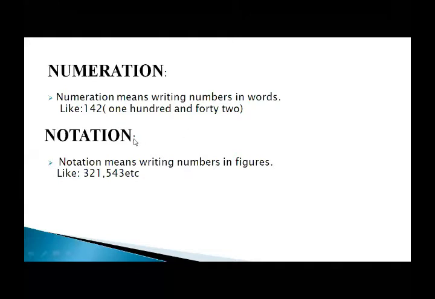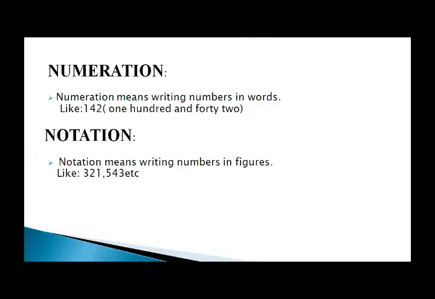142, one hundred forty-two. Notation. What is notation? Notation means writing a number in figures. This is the opposite of numeration. In numeration, we write a number in words, and in notation, we write a number in figures. Here you see like 3, 2, 1, 5, 4, 3. This is written in figure form and this is written in word form. This is the difference between numeration and notation. Hope you all understand this.